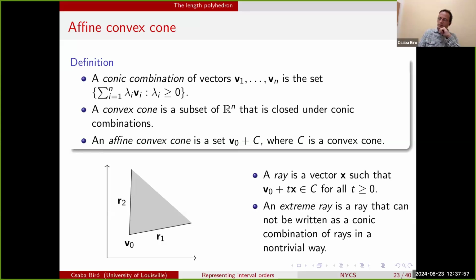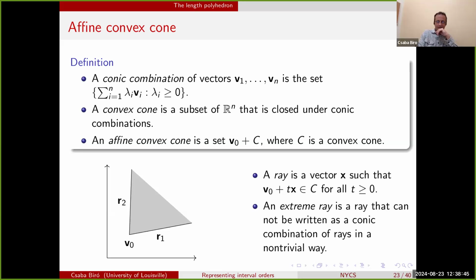So first, a few definitions. A conic combination of vectors is just a linear combination where all the coefficients are non-negative. Sometimes this is called conical combination. I'm not really sure grammatically which one would be more correct, but I call this conic combination. A convex cone is a subset of R^n that is closed under conic combinations. An affine convex cone is just a convex cone that's shifted away from the origin, because a convex cone would have its vertex at the origin, right? That's not necessarily true here.